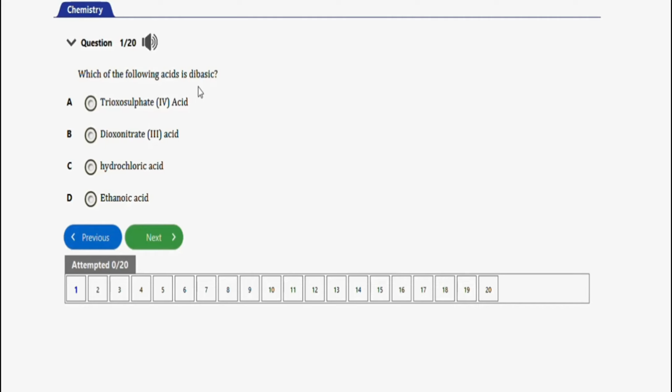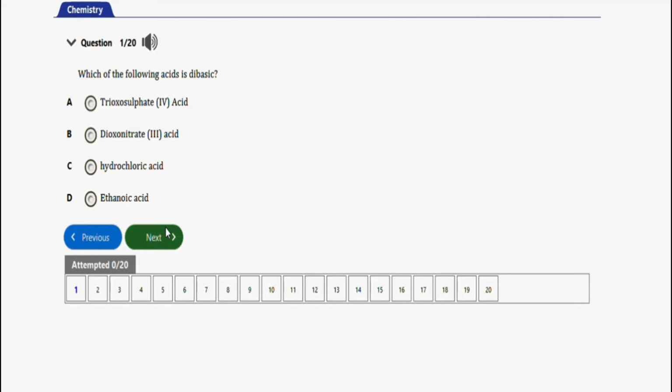We have tetraoxosulfate(VI) acid, trioxonitrate(V) acid, hydrochloric acid and ethanoic acid. The right option in this question will be option A. The reason is that the basicity of the acid here is 2. Basicity in chemistry is simply the number of replaceable hydrogen ions in one molecule of an acid. So the replaceable hydrogen ions in tetraoxosulfate(VI) acid are 2. Okay, so that's it for this question.